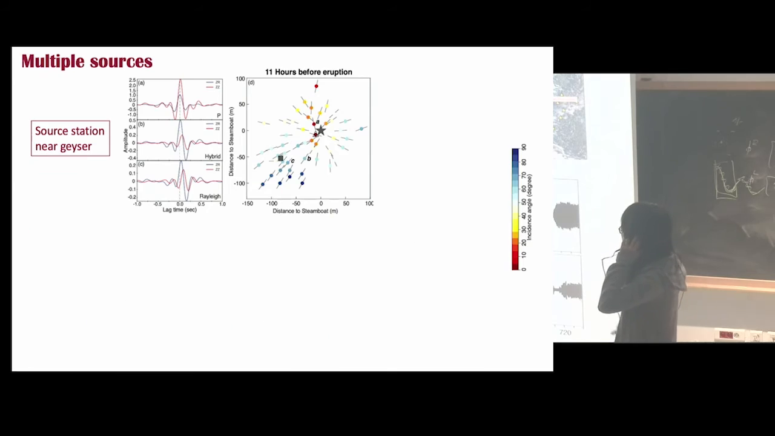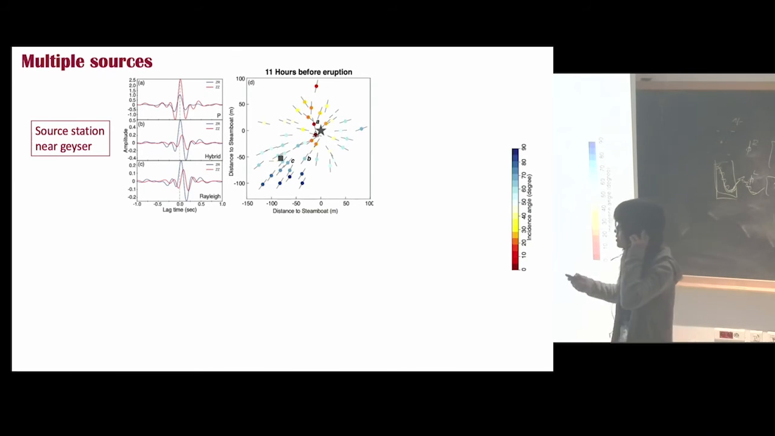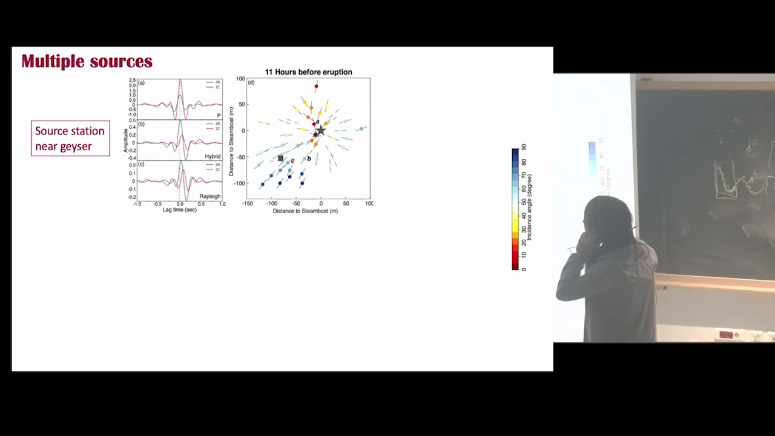So we try to implement a similar method and see if we can identify and locate multiple sources within a similar area. So now we start to look at the source station near the geyser. This is the source station. At the nearby receiver station, we still see similar P wave motion. At the further station, we see the transition to radial wave motion, that's fine.